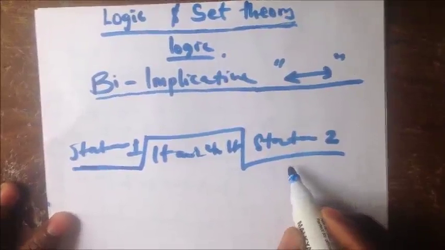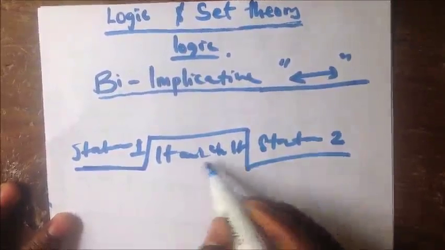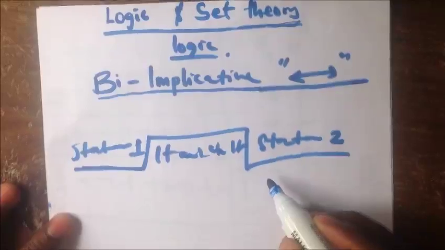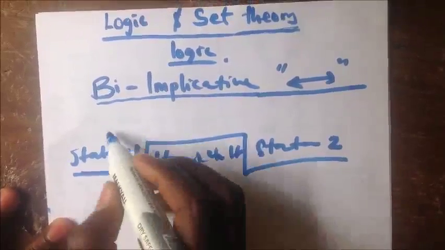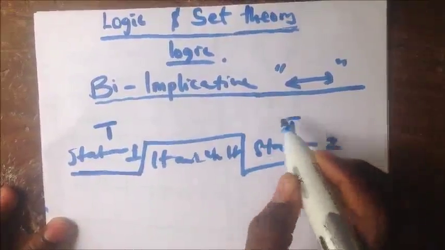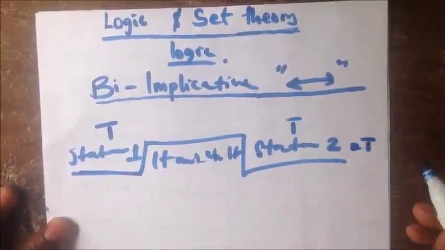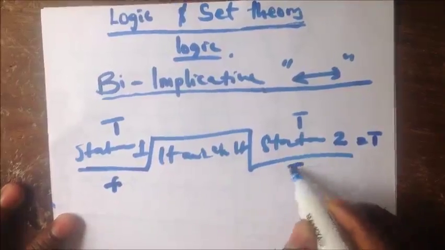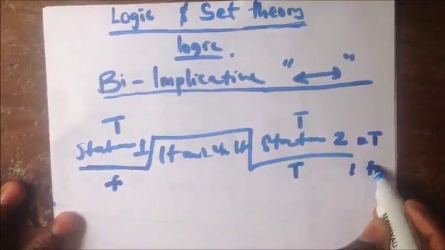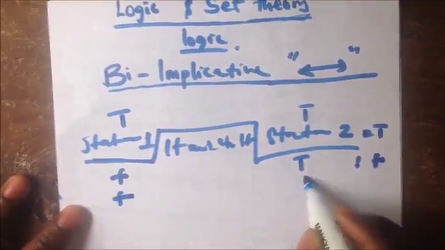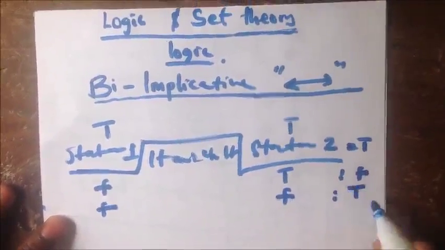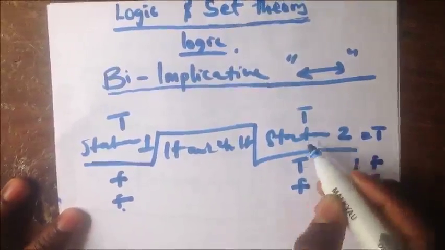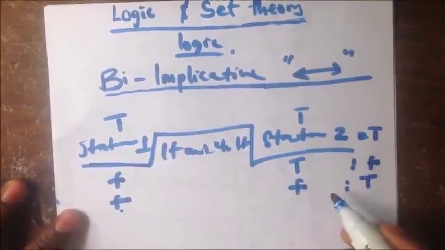In the case of biimplicative, the statement is true if both statements have the same truth value. Meaning, if here is true and here is true, the whole statement is true. But if here is false and here is true, then the statement is false. But if here is false and here is false, then the statement is true. Why? Because the statements must be the same for it to be true.